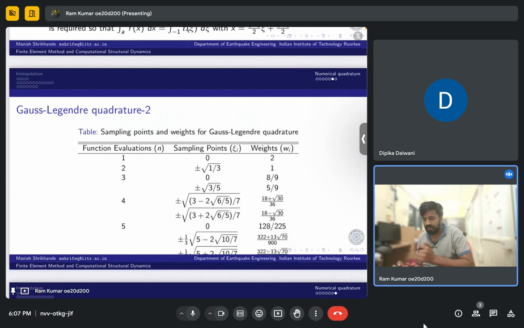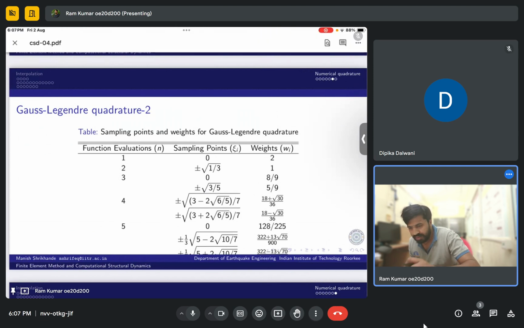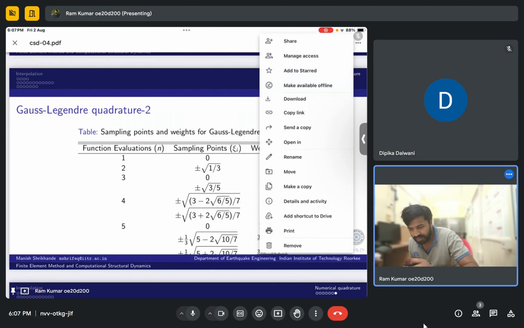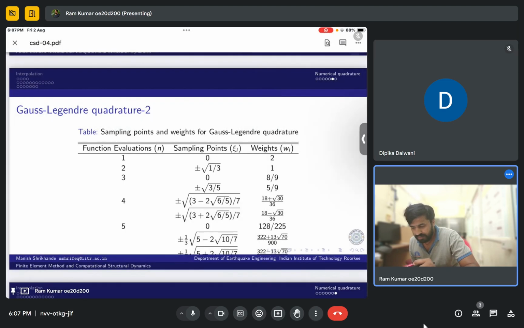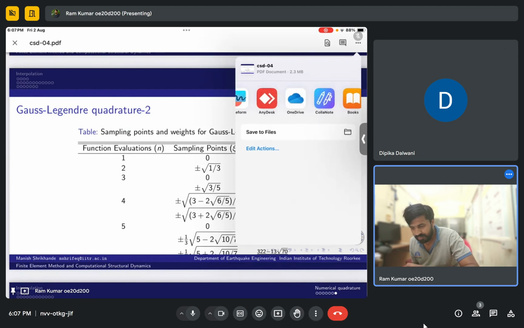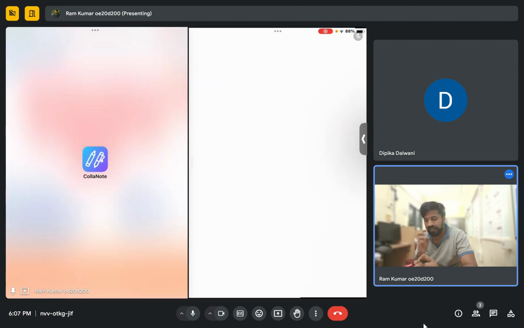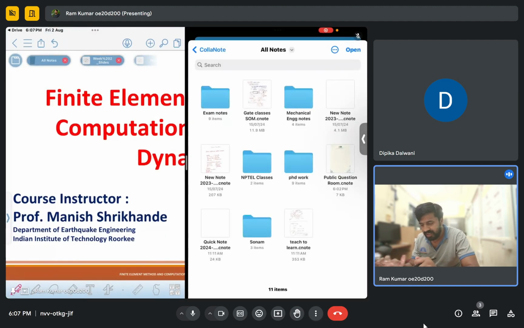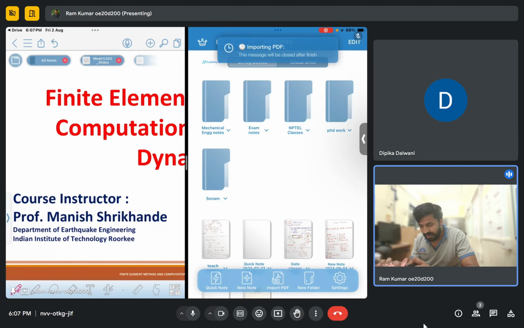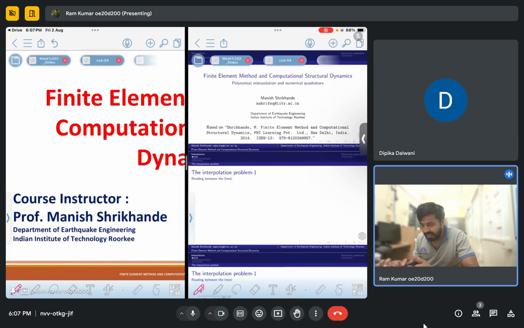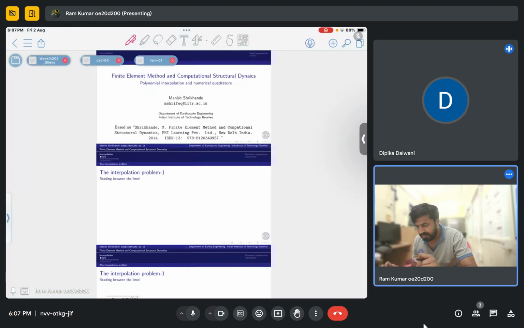We discussed what the W1 value and X1 value are. I will open this one also in PDF. The first week class is not that important because these are the basics, so anyone can learn. Now, starting from the second week, it will be a little bit more in-depth FEM.